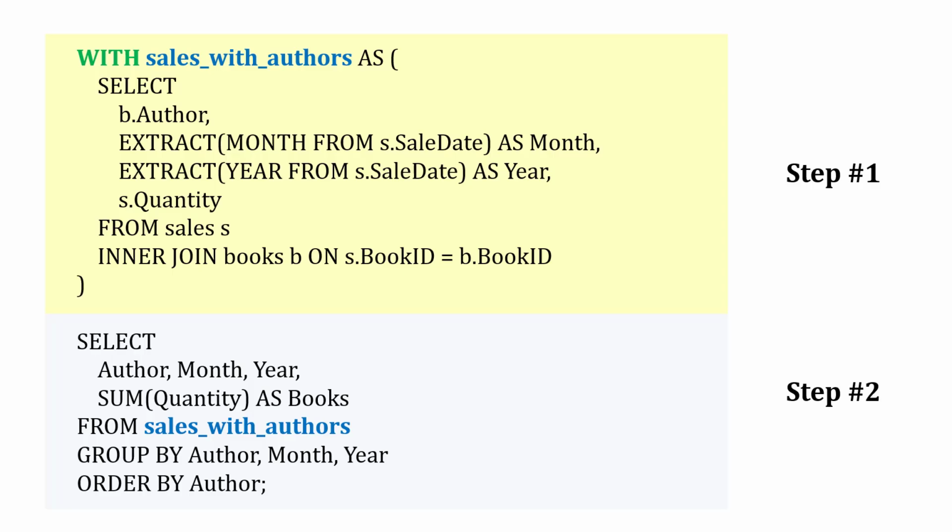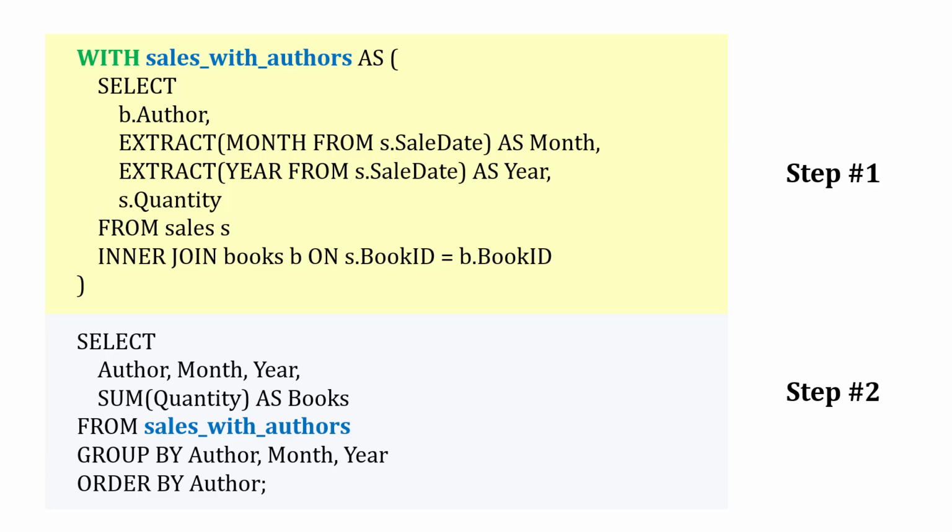So this is what it might look like. And let me talk about this for a second. So what you see in yellow is the first step and the start of our common table expression. We begin with WITH, and then we provide a name, sales with authors. And in this yellow portion, that's step one, we're joining the sales and the books table. So we have the name of the author along with how much they sold and when. And then we're also extracting the month and year from the sale date so we can group on that later.